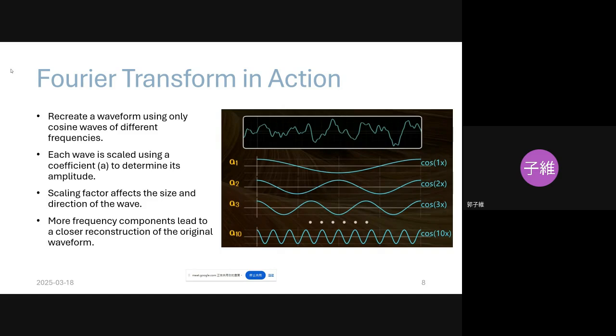Okay, so for a transform in action, we can recreate a waveform using only cosine waves of different frequencies. Each wave is scaled using a coefficient, let's call it A here, to determine its amplitude. Now, scaling factors affect the size and direction of the wave. And more frequency components can lead to a closer reconstruction of the original waveform.